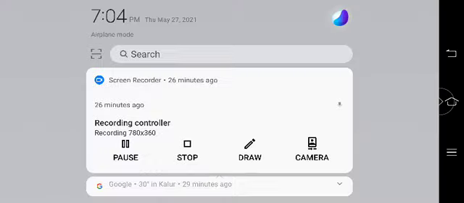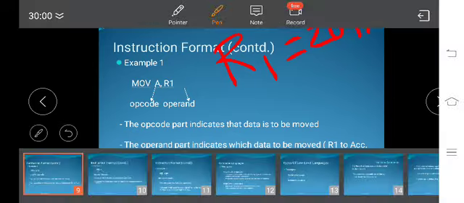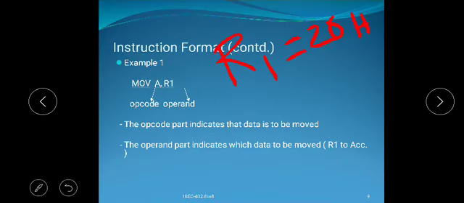The two registers are taken here. For example, in the R1 register, suppose it has the value 20H. This value is moved to register A.